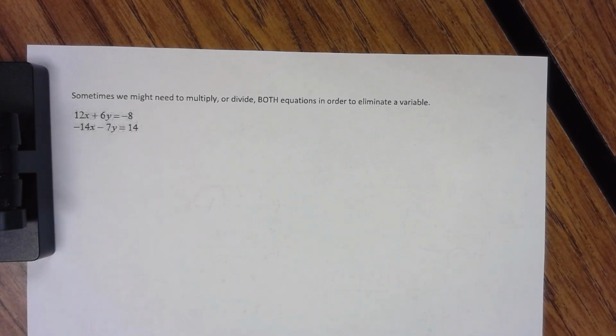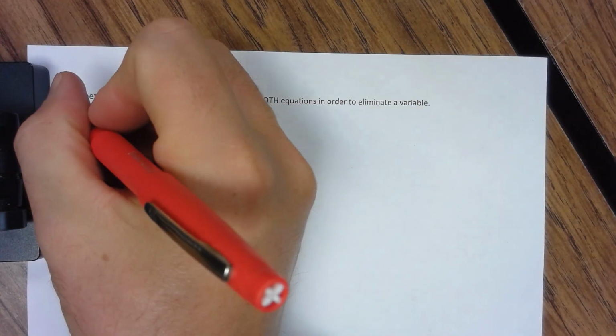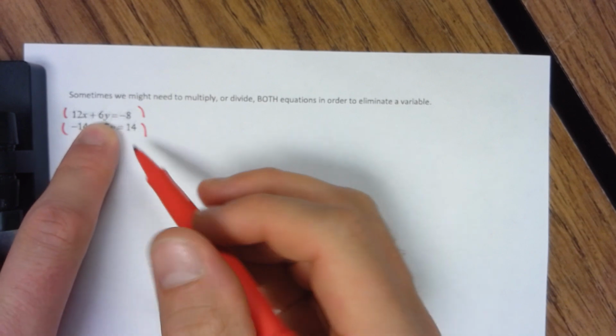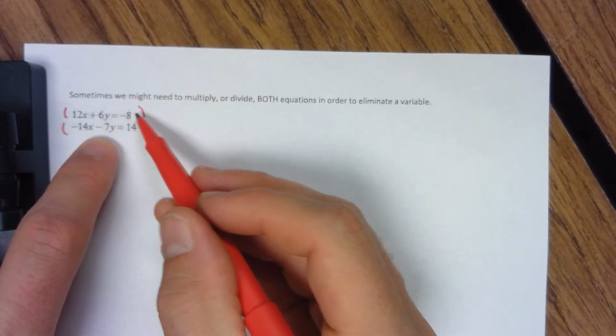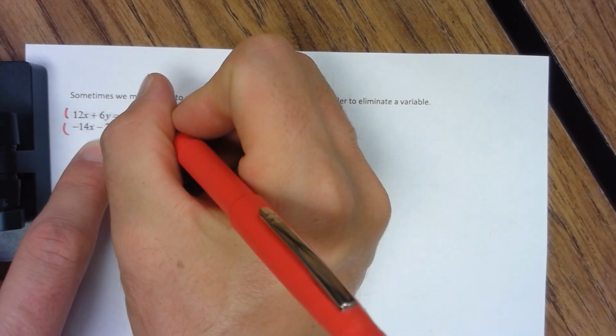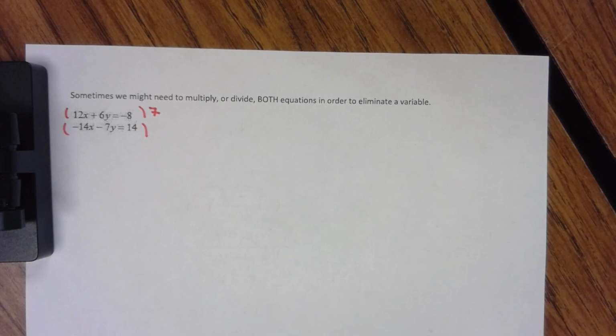What I do is pick one of the variables, and typically I'm going to pick the one that has the smaller numbers just to keep everything a little more manageable. So in this case, the y's. I want to get the same number of y's. An easy way to do that is, with the top equation, I'm going to take the number of y's in the bottom equation and multiply it by that. So since the bottom equation has negative 7, I'm going to multiply the top equation by 7. That's going to give me 6 times 7 y's.